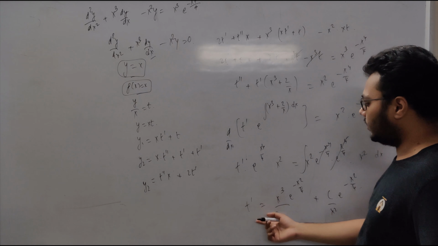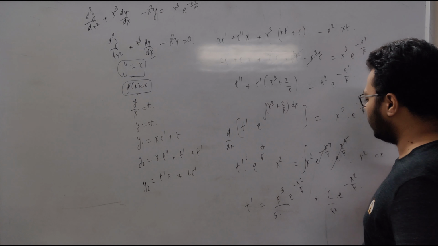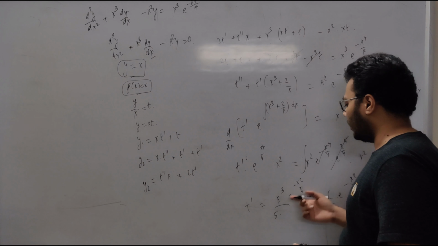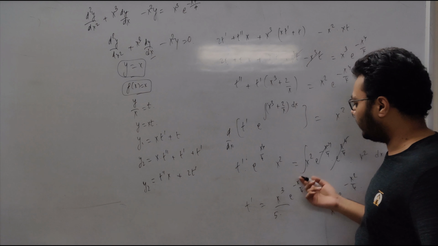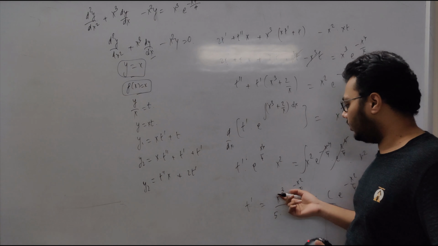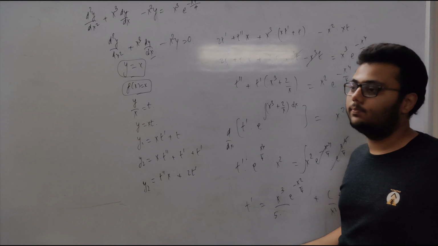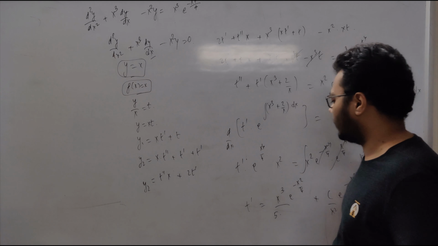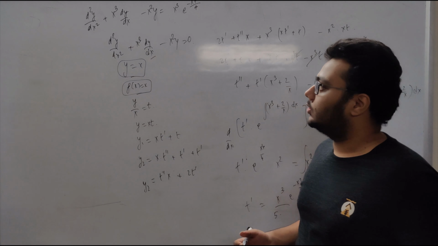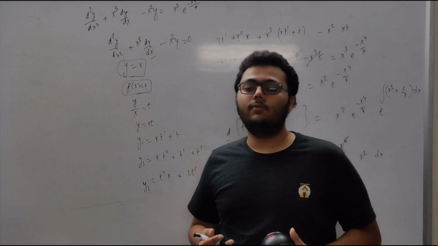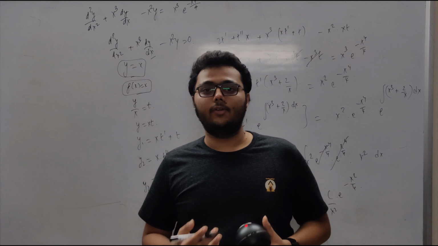And this is dy by dx, and we can send the dx over here, and to integrate this we can just simply put x square equals to t, and 2x dx is dt. So we can simply integrate this. This was the first, the linear second order differential equation.